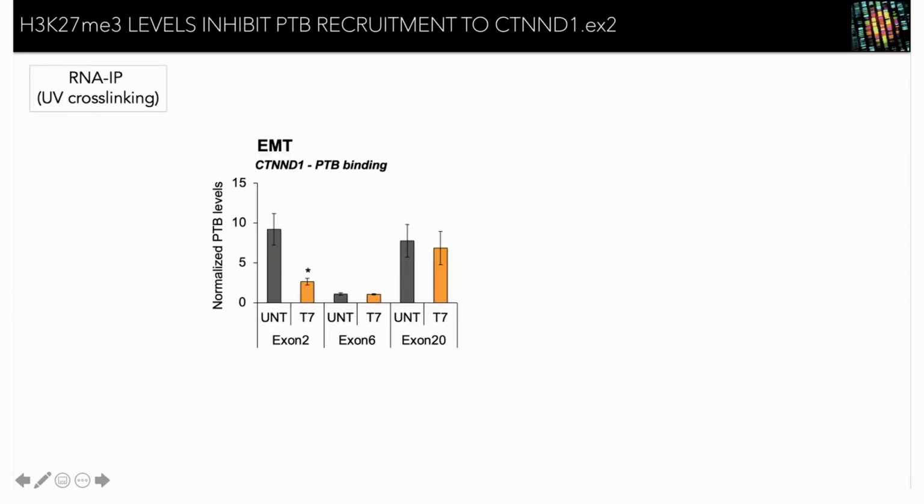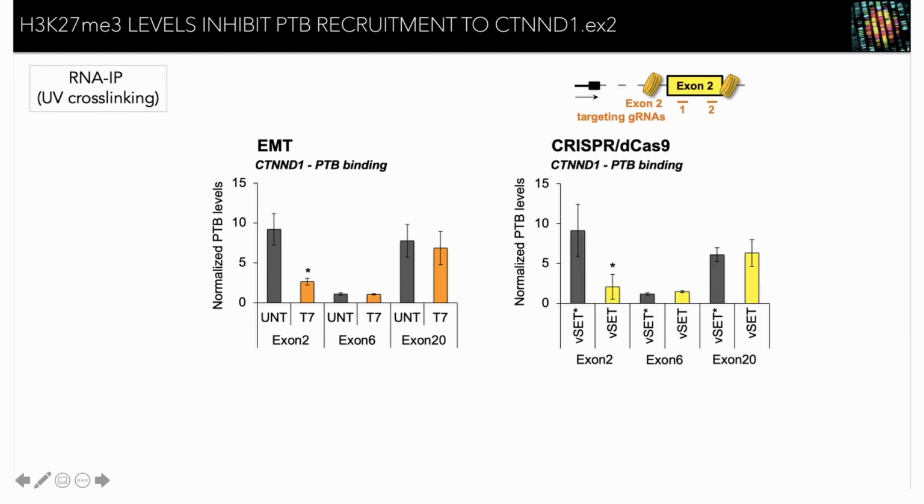The next thing which she did was to look at, during EMT, if it's true that there is a change in PTB recruitment during EMT. Effectively she observed that at exon 2, the exon of interest, during EMT, PTB will not be recruited anymore, and that's why exon 2 gets more included. Whereas in other control exons, there will not be changes. This exon 6 is always excluded, and this exon 20 is always excluded.